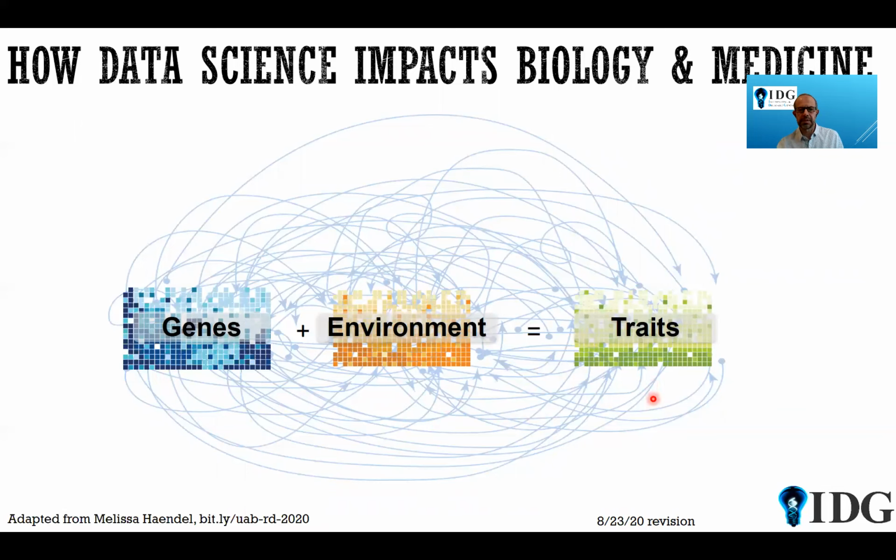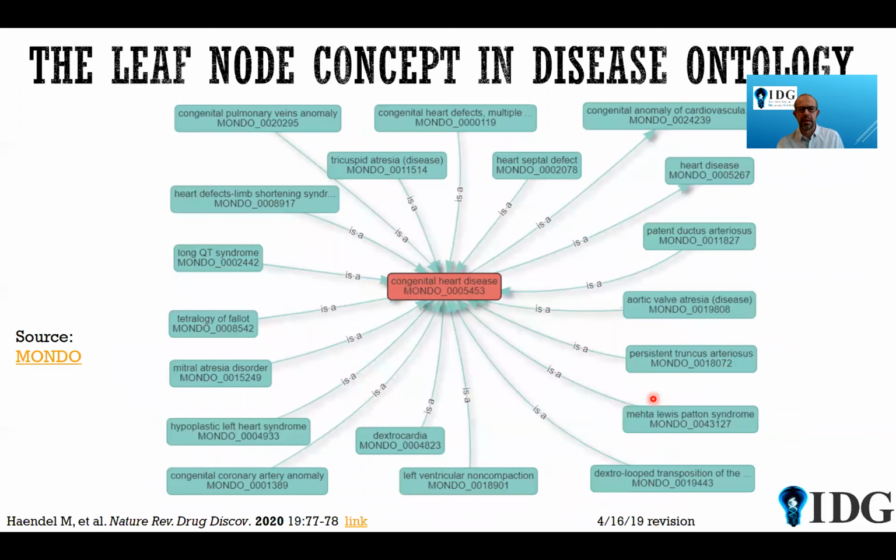And this is clearly a data science effort. Take, for example, diseases. To put in context what I'm about to tell you about rare diseases, it's important to understand the leaf node concept.